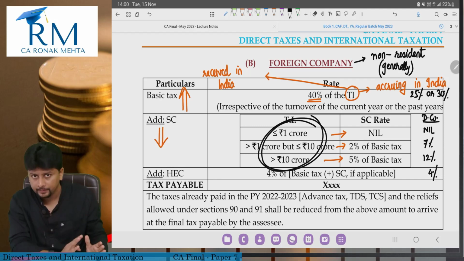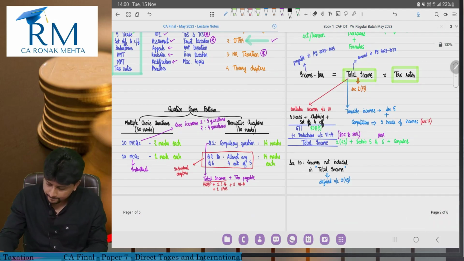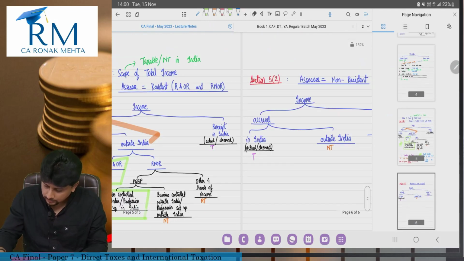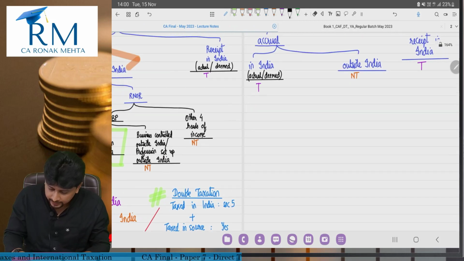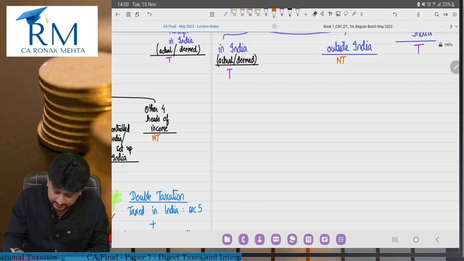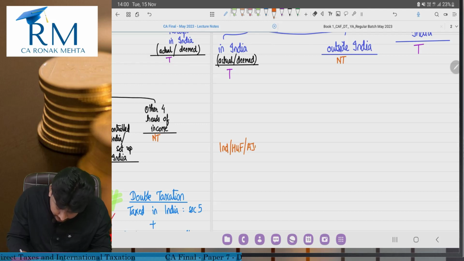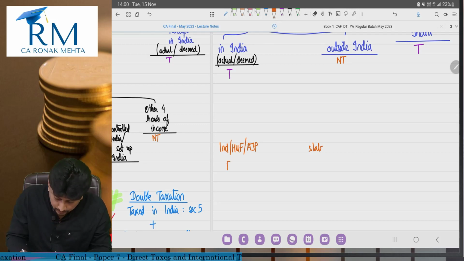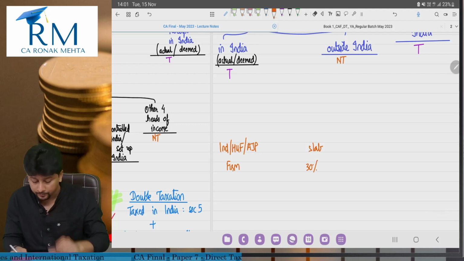Individuals, slab rate. If I do go for a quick summary, then I could put it something like this. It's very crude, nothing systematic. It's just a quick summary that I'm giving you. Individual, HUF, artificial juridical person, you will pay tax according to slab rates. Partnership firm, you will pay tax at a flat rate of 30%. By the way, this partnership firm includes an LLP also.